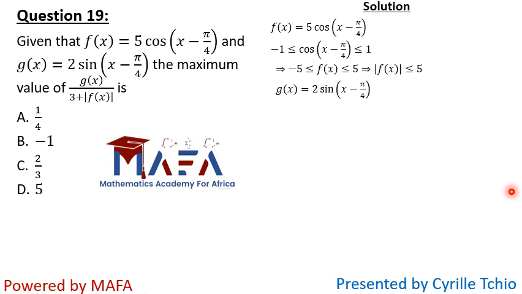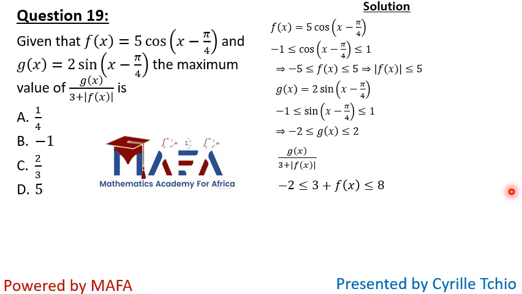Then you have g of x equal to this. If we do the same process with g of x, you are going to have negative 2 less than or equal to g of x less than or equal to 2. But we need to find the maximum value of this, we don't forget. So if you add 3 to this inequality, you are going to have negative 2 less than or equal to 3 plus f of x less than or equal to 8. Taking the reciprocal is simply 1 over what is there. So we are going to get negative 1 over 2 less than or equal to 1 over 3 plus f of x less than or equal to 1 over 8. Note that the sides didn't change because of this negative sign here.